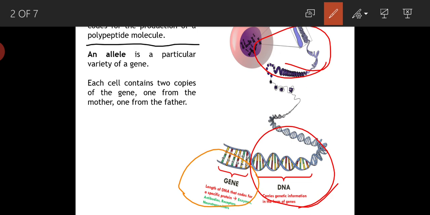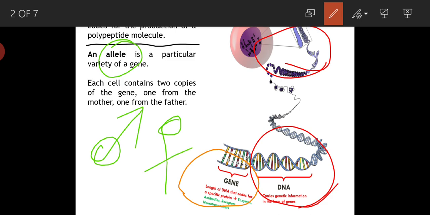And the gene is expressed in a particular variety which is known as the allele, and each cell contains two copies of the gene, one that comes from the mother and one that comes from the father.